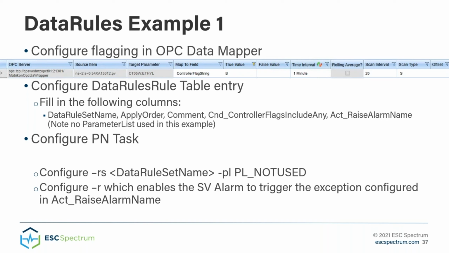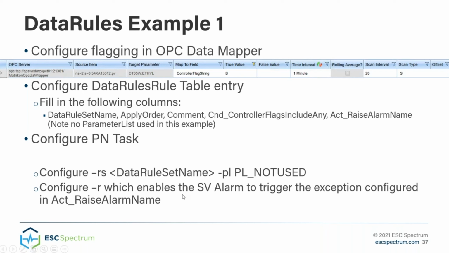Once you've configured the OPC Data Mapper, you're going to configure your data rules rule table entry. The following columns are going to be filled in this example: the data rule set, apply order, the controller flag is included, and the action alarm name. Note that it's not really necessary to have a parameter list in this example, and I'll show you why. Also configure the process now task and make sure that the rule set is correct. There's no typos in that set name, and use PL not used, and I'll show you what that means. That's just a way of not including the parameter list in the StackVision task and just including the parameter list in the data rule set.